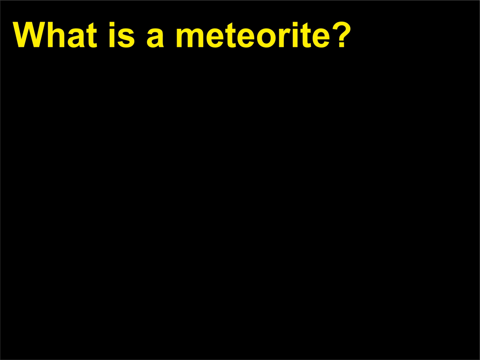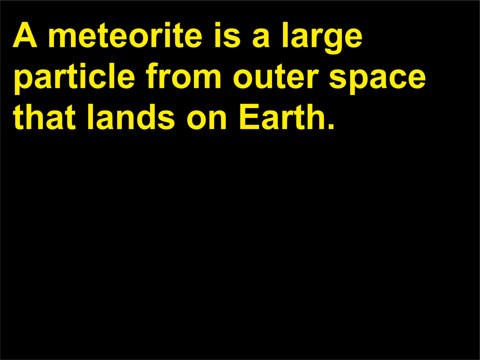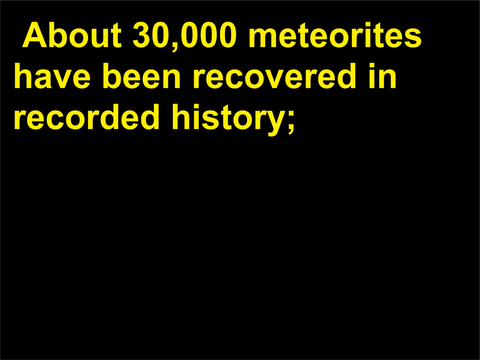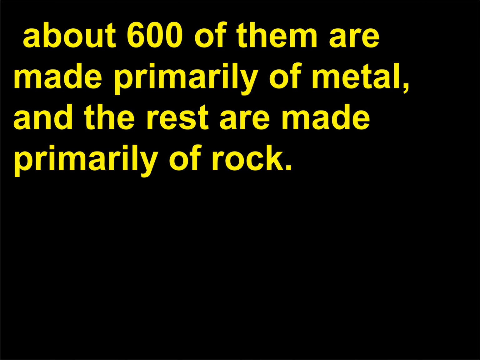What is a meteorite? A meteorite is a large particle from outer space that lands on Earth. They range in size from a grain of sand on up. About 30,000 meteorites have been recovered in recorded history. About 600 of them are made primarily of metal, and the rest are made primarily of rock.